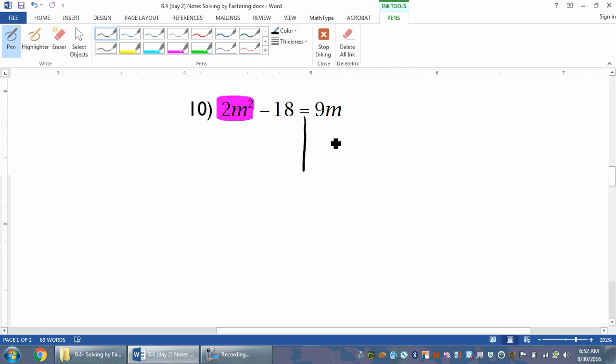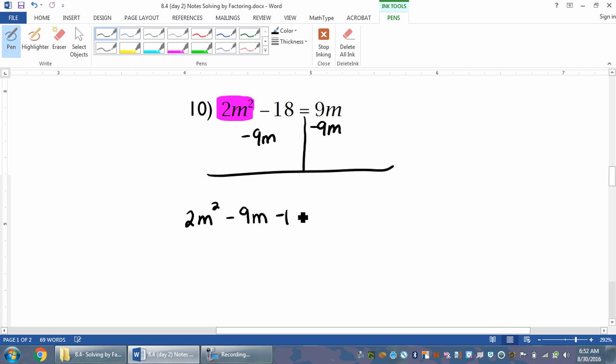If I move 9m to the other side of the equal sign, I have to subtract it. Now notice I cannot combine any of these three terms because they are not like terms, so they're written in order. I have 2m squared minus 9m minus 18. Drop down the equal sign. What's 9m minus 9m? 0. Again, this becomes a problem that we've already done in 5 and 6. Factor to solve, because we have to factor the left-hand side.